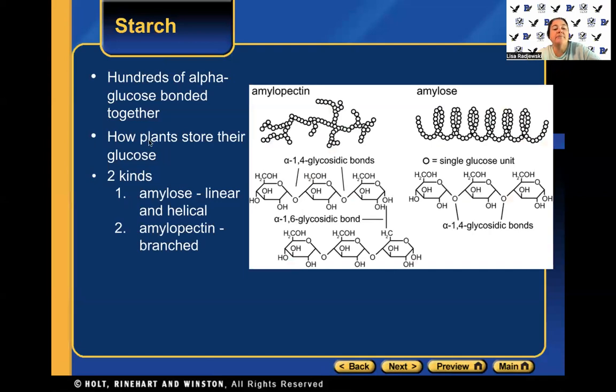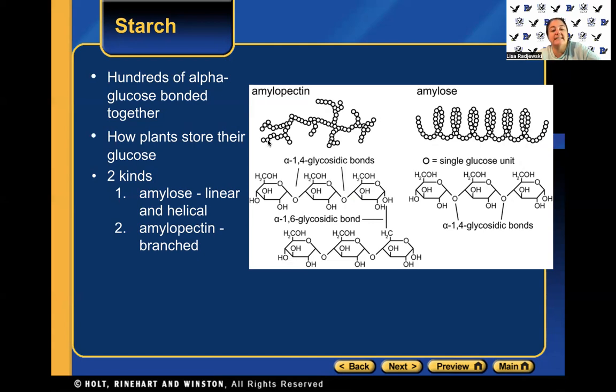This is found in plants, which store their glucose. So glucose is stored as starch in a plant. There are 2 kinds of starch. You can see here on the left, you've got amylopectin and you have amylose. What's the difference? You can see amylose is linear. I mean, it's helical, but it's linear. There are no branches at all. It's just a single chain of hundreds of alpha glucoses bonded together, and it forms this helical shape.